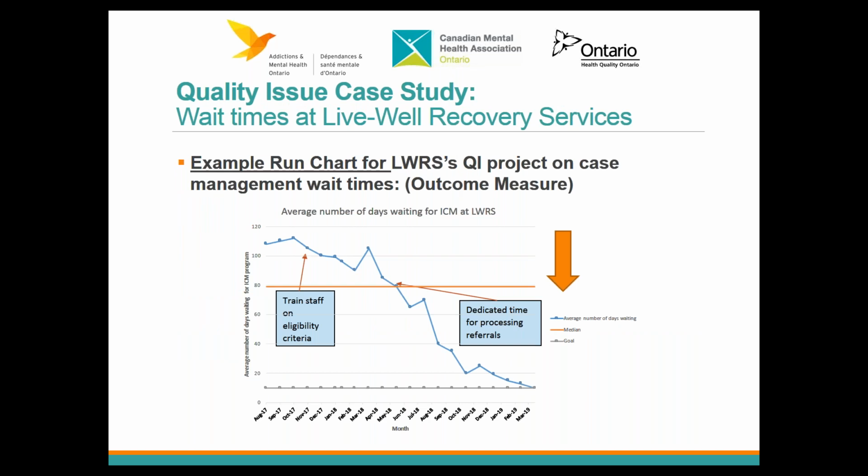And here we have an example from our case study, Living Well Recovery Services, where they've plotted their data collected for their outcome measure, the average number of days waiting. And as you can see at the bottom of the chart on the horizontal axis, they have their measurements in months, and on their vertical axis, they have their average number of days waiting. So that's actually what they're measuring. They also have here their median in orange, their goal in gray, so they know whether they're getting closer or farther away from their goal, and they have the actual data points plotted in blue.